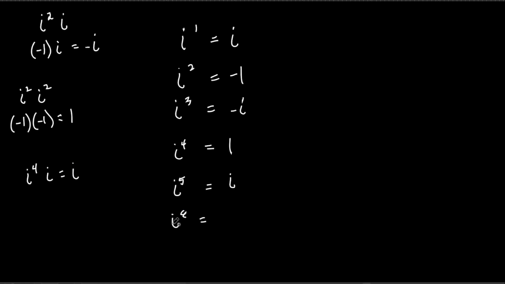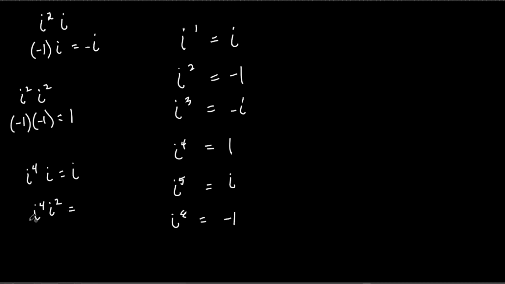Let's do another one. I to the 6th. What's I to the 6th? Let's do it in our head. It's I to the 4th times I squared, right? So it's negative 1. Because I to the 4th is just a 1. I squared is negative 1. Let's write it down. I'm seeing blank looks. I to the 4th times I squared is I to the 6th. That's supposed to be a 6. That looks ugly, but that's a 6.